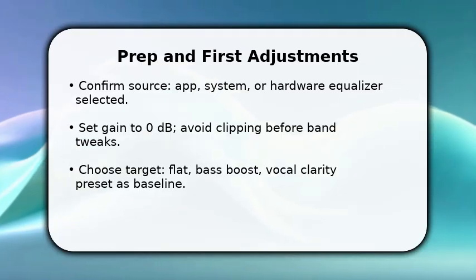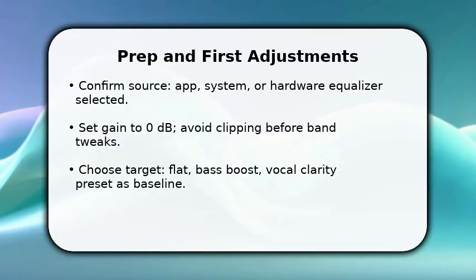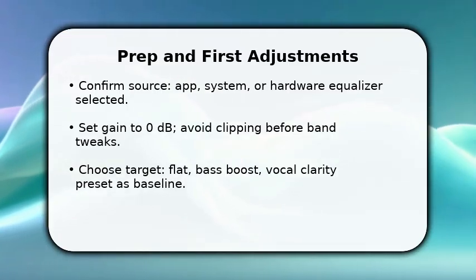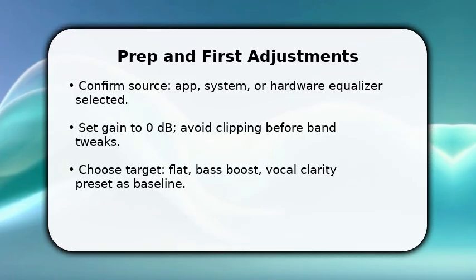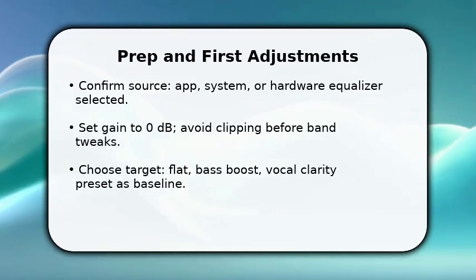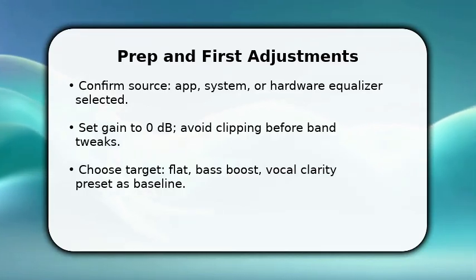You start by picking the equalizer that controls your active output: app, system, or external DSP. Set master gain to 0 dB so you won't clip when boosting bands. Once chosen, load a baseline preset like flat or vocal clarity. This gives you a neutral reference.